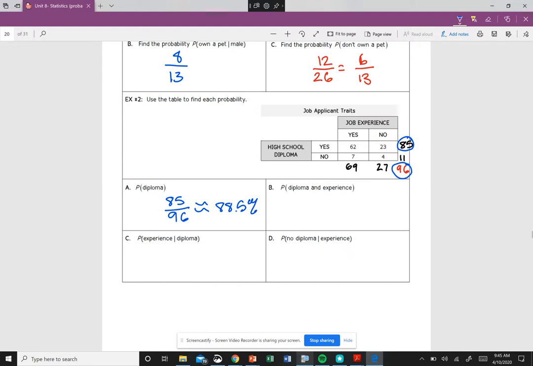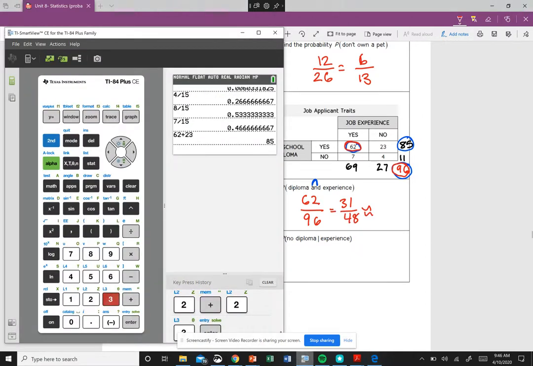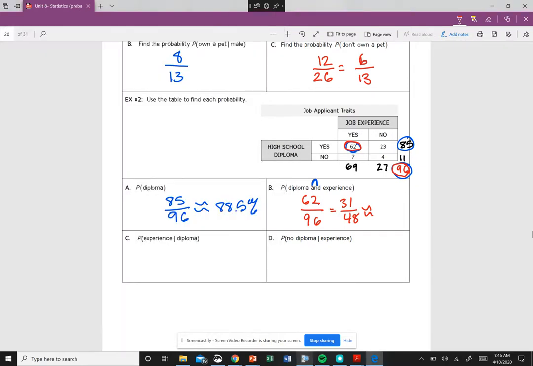Okay, what if there was a diploma and experience? Now, please remember that "and" can be rewritten like this. So diploma and experience. So yes, they have experience. Yes, they have a diploma. So that's 62. So I'm going to switch colors here so you know what I'm talking about. So this is 62 out of my 96, because there's no given anything. So I have 62 out of 96. And that's 31 out of 48, which is approximately, we can use our calculator, 64.6%.